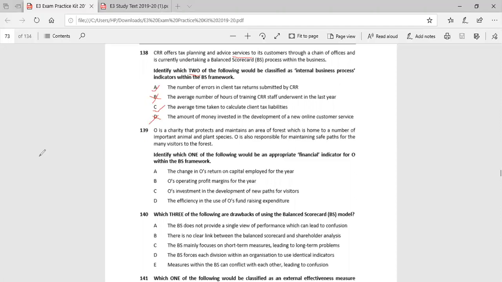The change in O's return on capital employed for the year, O's operating profit margin for the year, O's investment in the development of new paths for visitors, the efficiency in the use of O's fundraising expenditure.